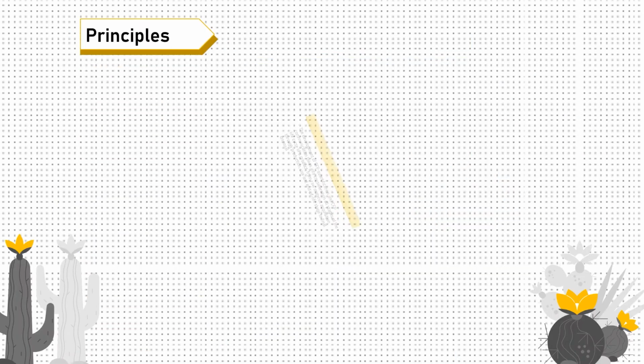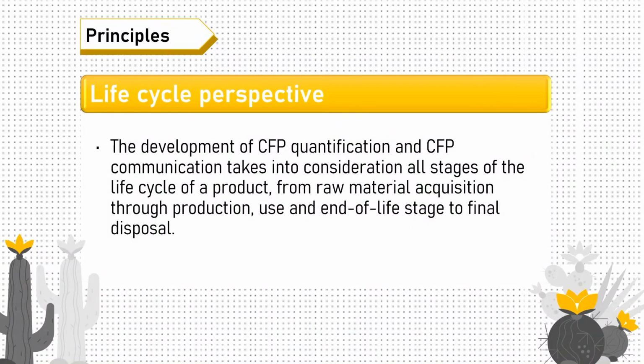Life cycle perspective. The development of CFP quantification and CFP communication takes into consideration all stages of the life cycle of a product, from raw material acquisition through production, use, and end-of-life stage to final disposal.